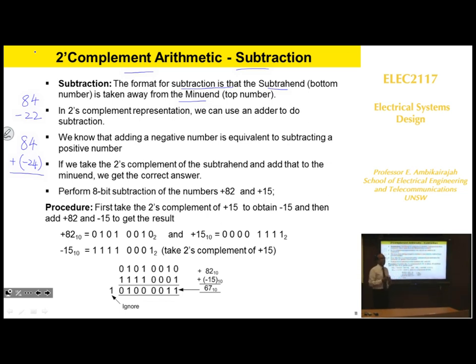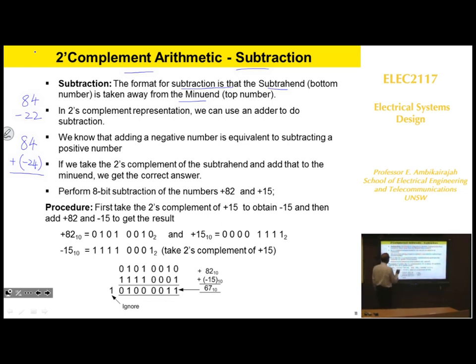So when you are designing hardware inside the computer, you always design the adder, not a subtractor. And then you manipulate using the instruction whenever you want subtraction. You just do this process.